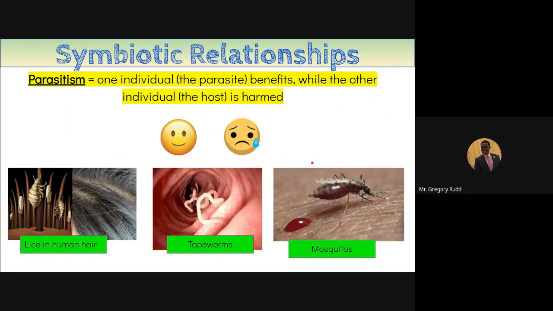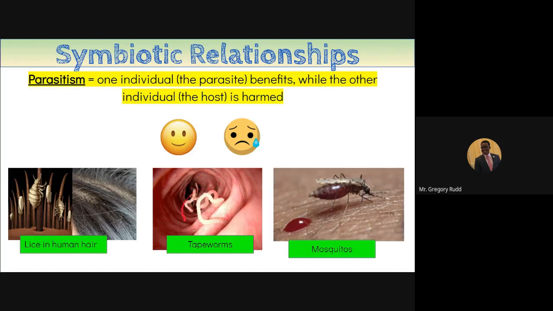And sometimes, in the case of mosquitoes and other bloodletting insects, they don't actually live in or on the host, but they visit temporarily to suck some blood out. This is, of course, harmful to the host. Even in the case of bloodletting insects, which take blood out, they can spread disease. If there's hyperexposure to these organisms, a person may become anemic. So the host is indeed harmed in these interactions.